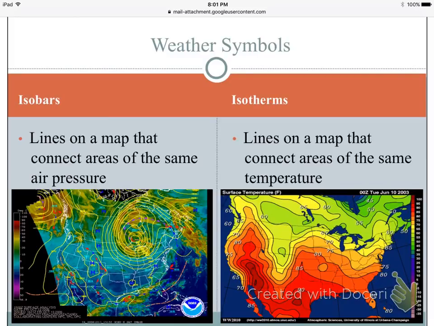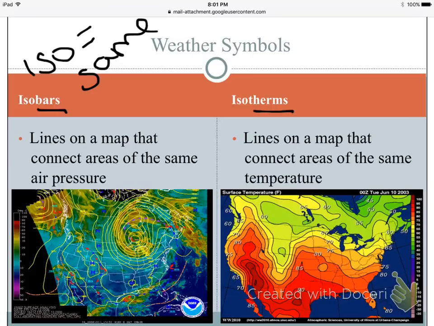The next two terms are isobars and isotherms. The prefix iso means same. Okay? So same bars, same therms. When you think of a therm, you should think of a thermometer, which measures temperature. And when you think of bars, you should think of barometric pressure. So isobars are going to be showing areas of the same pressure.